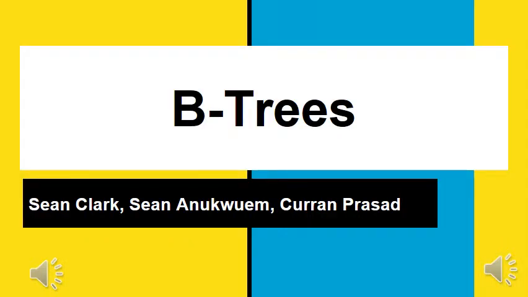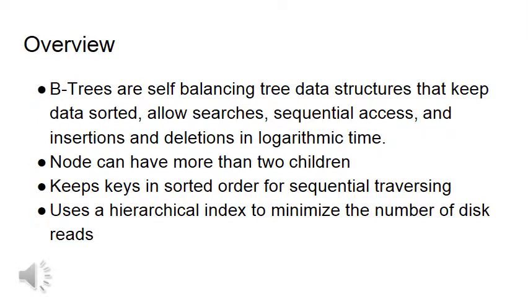Today we're going to talk about B trees. B trees are self-balancing tree data structures that keep data sorted, allow searches, sequential access, and insertions and deletions in logarithmic time. Nodes can have more than two children. B trees keep keys in sorted order for sequential traversing and use a hierarchical index to minimize the number of disk reads.